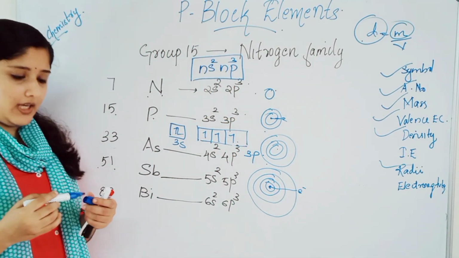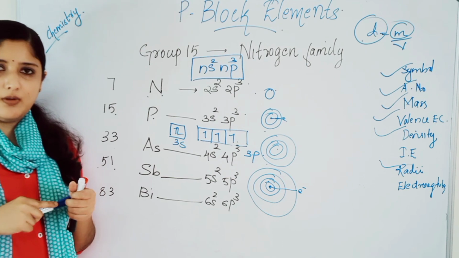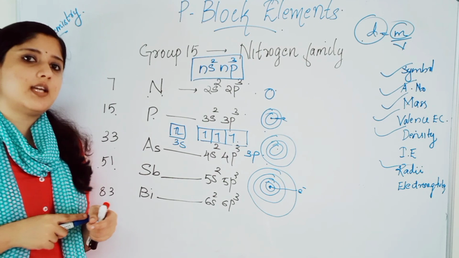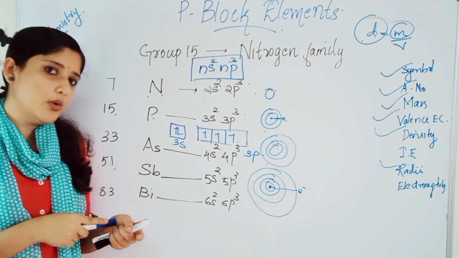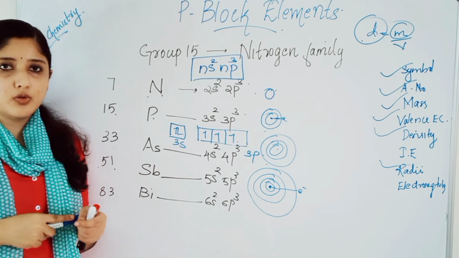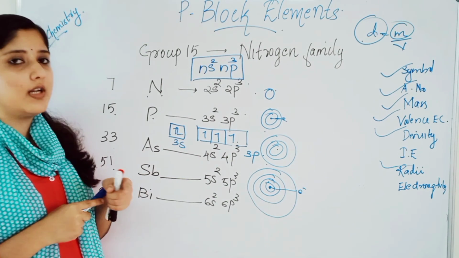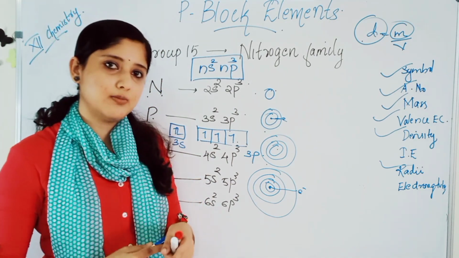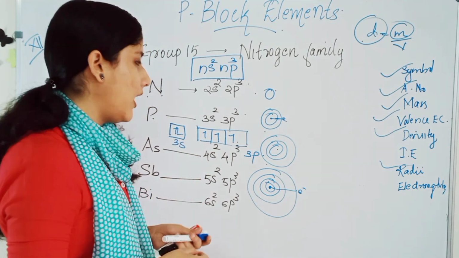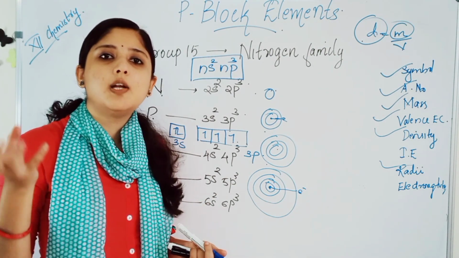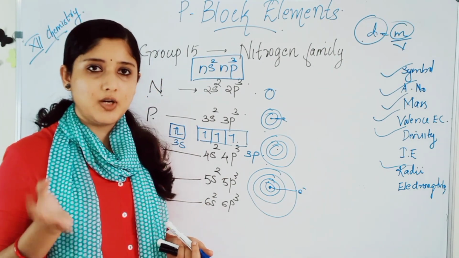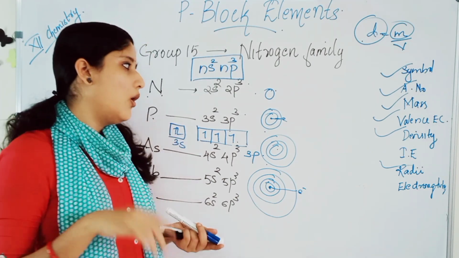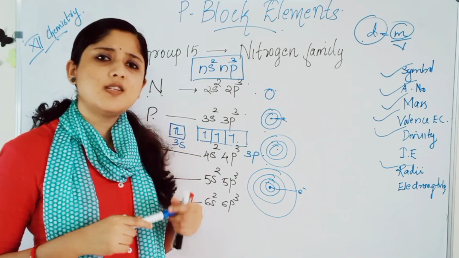Next important property is ionization enthalpy. What is ionization enthalpy? We studied earlier that ionization enthalpy is the amount of energy required to remove the most loosely bound electron from a gaseous atom. It is the measure of how much the nucleus has the ability to hold the outermost electron. What is the trend?